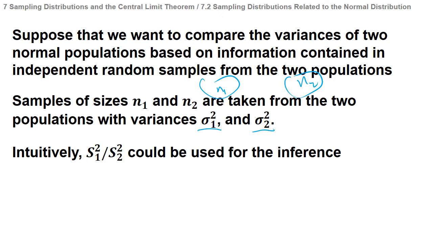Intuitively, to compare the variances, an estimate for sigma 1 square would be S1 square, and an estimate for sigma 2 square would be S2 square. To compare the two variances, one measure would be S1 square divided by S2 square, which could be used for inference about the two variance components. The next question is, what distribution does this follow? Let's learn about it.